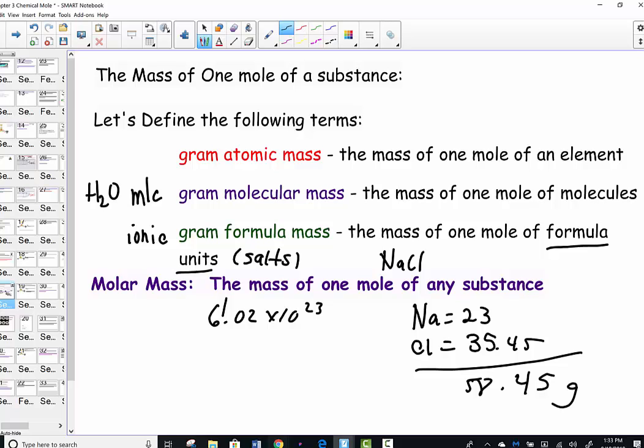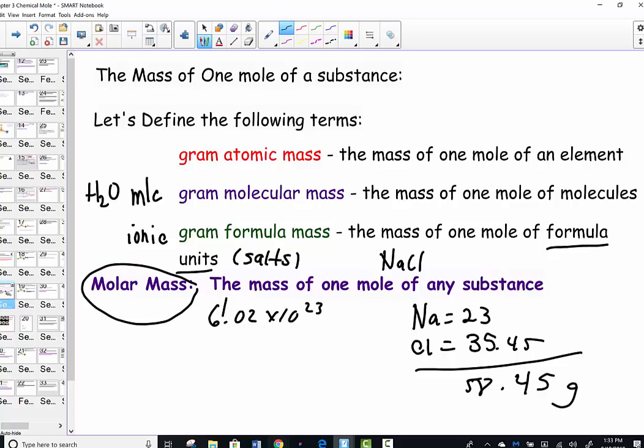Why are there 3 different vocabulary words? Just simply because we weigh different things in chemistry. We can weigh atoms, molecules, or formula units. It's a very specific term based on what it is you're weighing out.